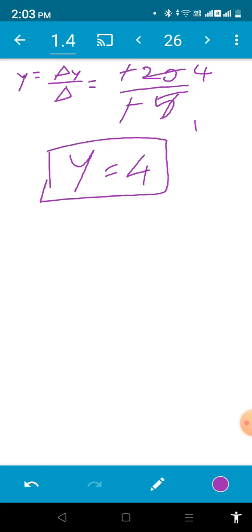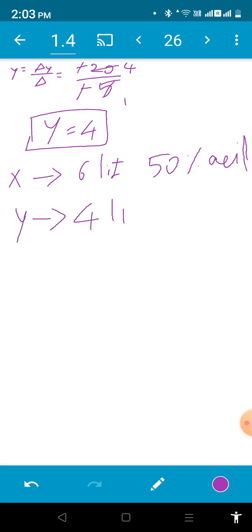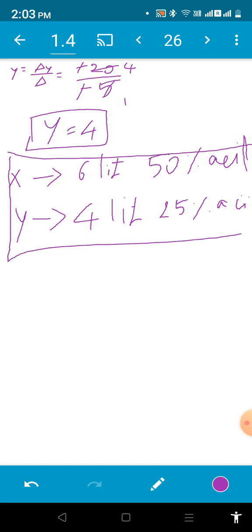I took x as the number of liters of 50% acid, so the x value is 6 liters. So 6 liters of 50% acid is used. Then the y value is 4, so 4 liters of 25% acid we can use to mix. This is the final answer. I hope you all understand this problem. I go to the next one.